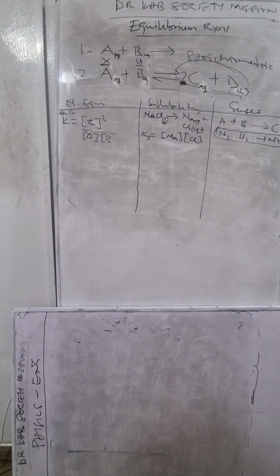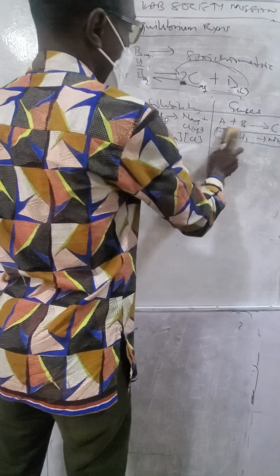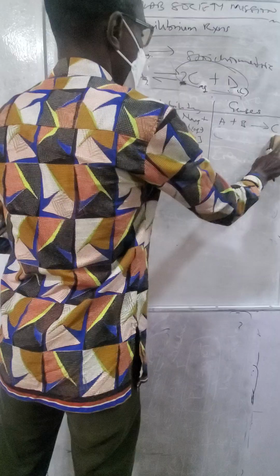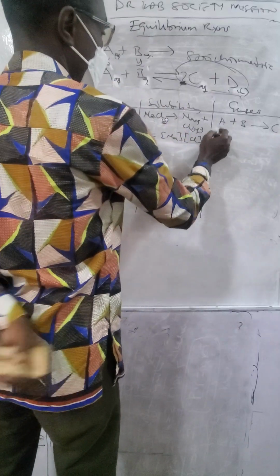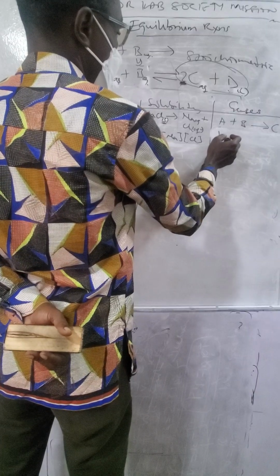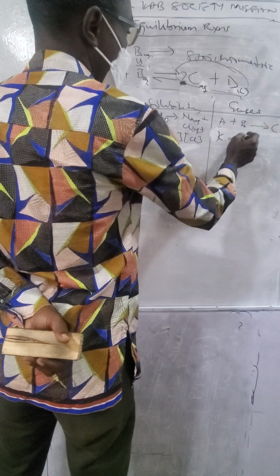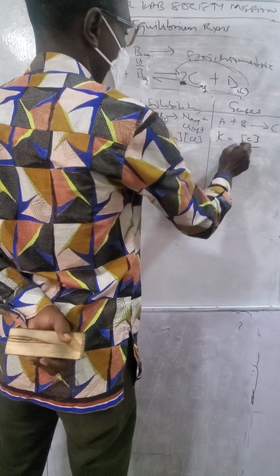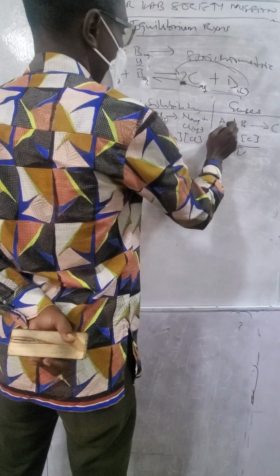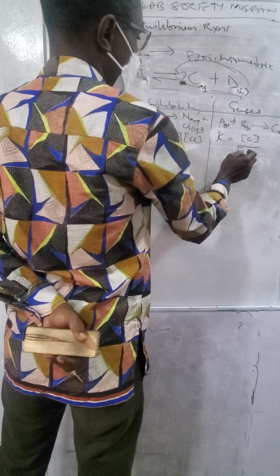This is an example. Now, assuming we want to write the equilibrium constant for this, so the equilibrium constant Kc, then we're going to have the concentration of C over the concentration of the reactants. This gas, this gas, this is gas. So because it's gas, you can put them in.